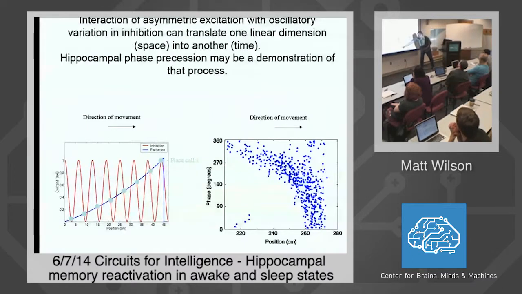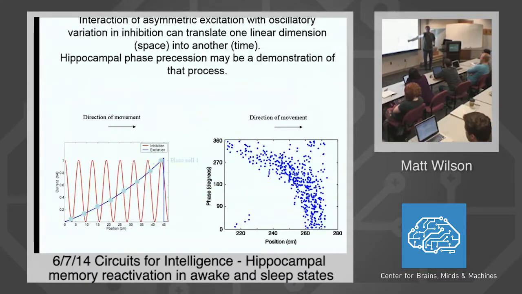Two things you'll notice. One is that if I do that, the place field itself is not symmetric. Most of the spikes are bunched up here at the end, and this is asymmetric with respect to the direction of travel. The animal's moving from left to right, and I know that because of this asymmetry in firing rate. And then you also notice this is the phase within the theta rhythm. This is late, and this is early.